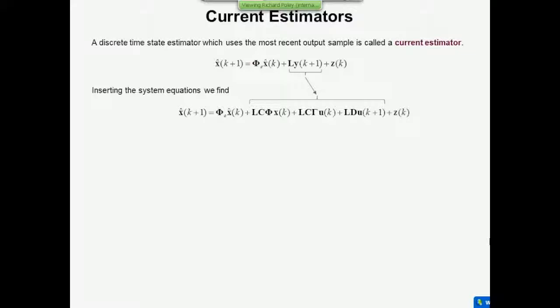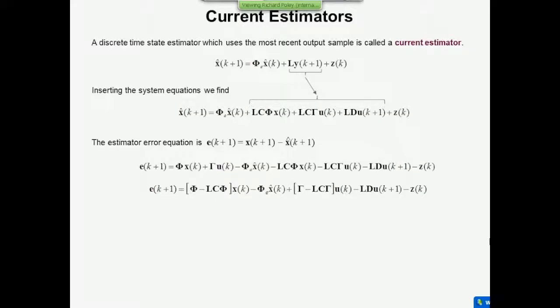L times y of k plus 1 is L times c times x of k plus 1. Well, that's x of k plus 1. Phi times x of k plus gamma times u of k, plus L times d times u of k plus 1, plus c of k. Okay? Now, we can collect some terms together here because we've got, actually, no, we can't. We can't yet.